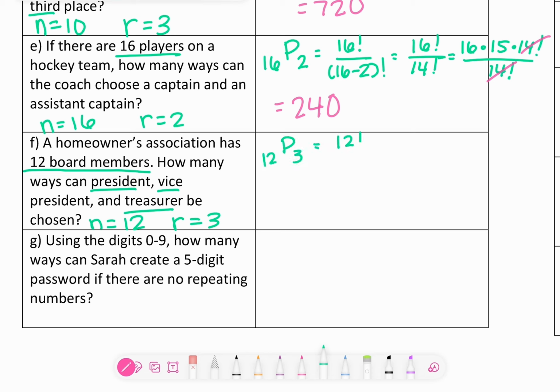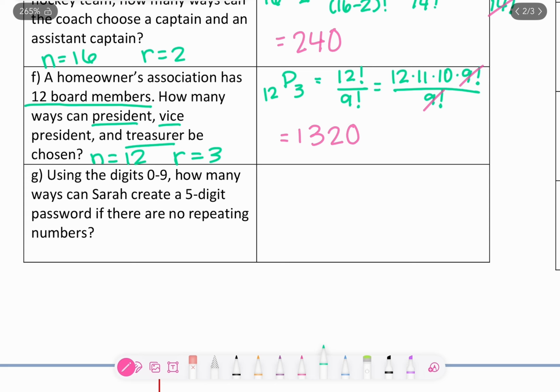So it's going to be 12 factorial over 12 minus 3, so 9 factorial, the difference factorial. So that's going to be 12 times 11 times 10 times 9 factorial. Because it matches the bottom, I'm going to leave that as a factorial. And then again, we're going to cancel those out. So I'm just doing 12 times 11 times 10. And that's going to be 1320.